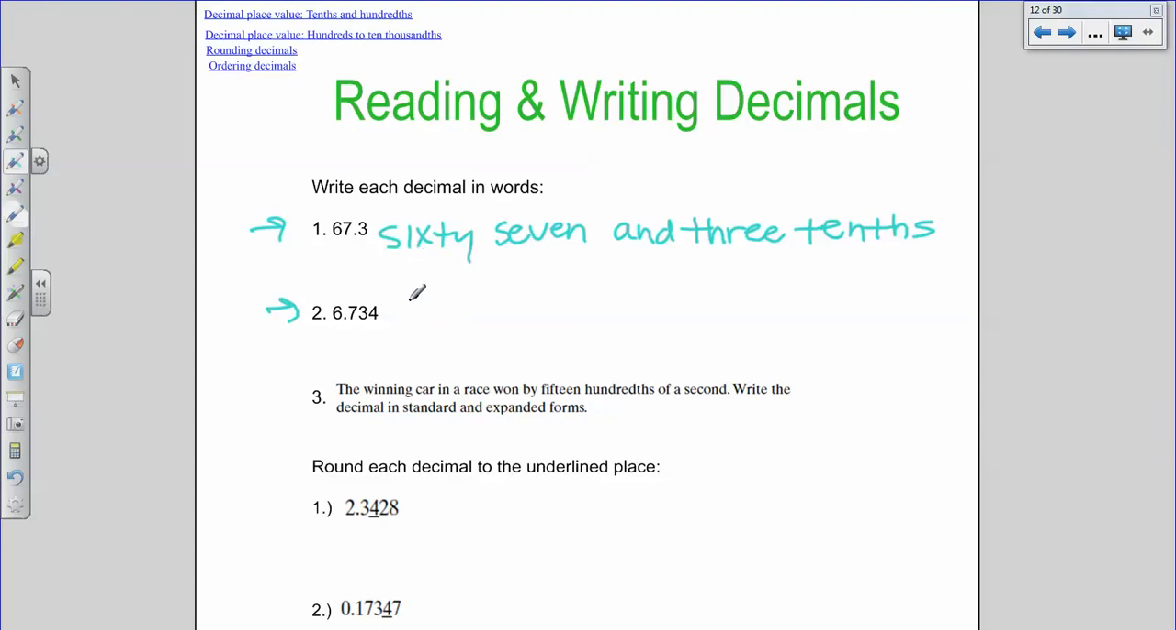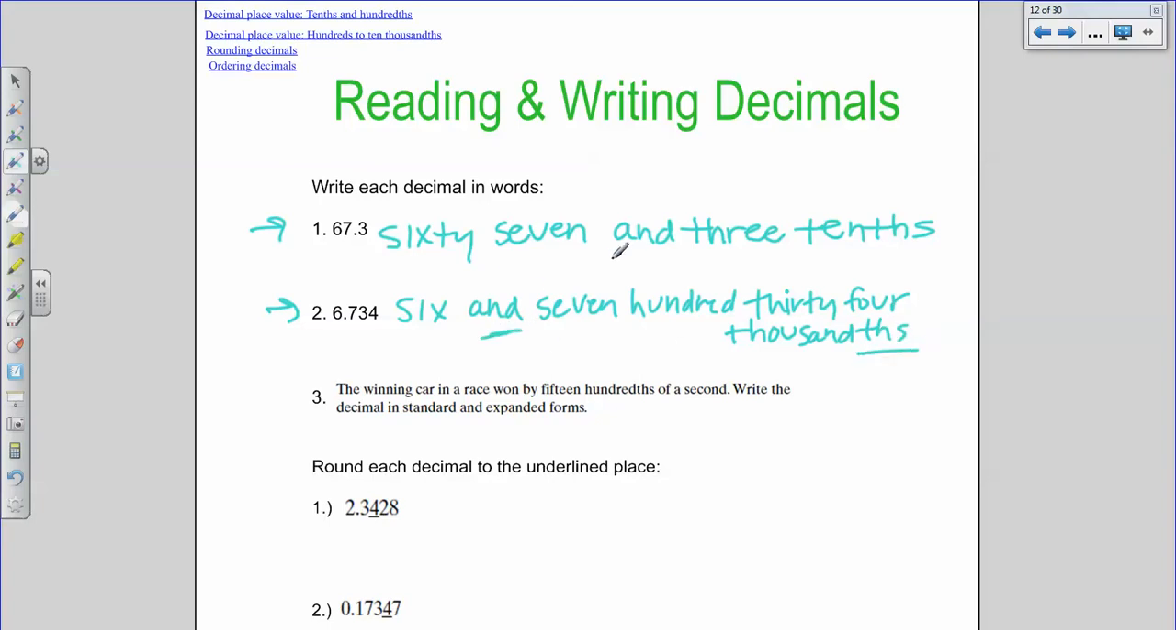All right, you should have an answer of 6 and 734 thousandths. Notice our "and" is always our decimal point. Okay, and then we're not going to write it in expanded form. We're just going to write this decimal out in standard form. So the winning car won the race by 1/1500ths of a second. So that's just going to be 1/1500ths.